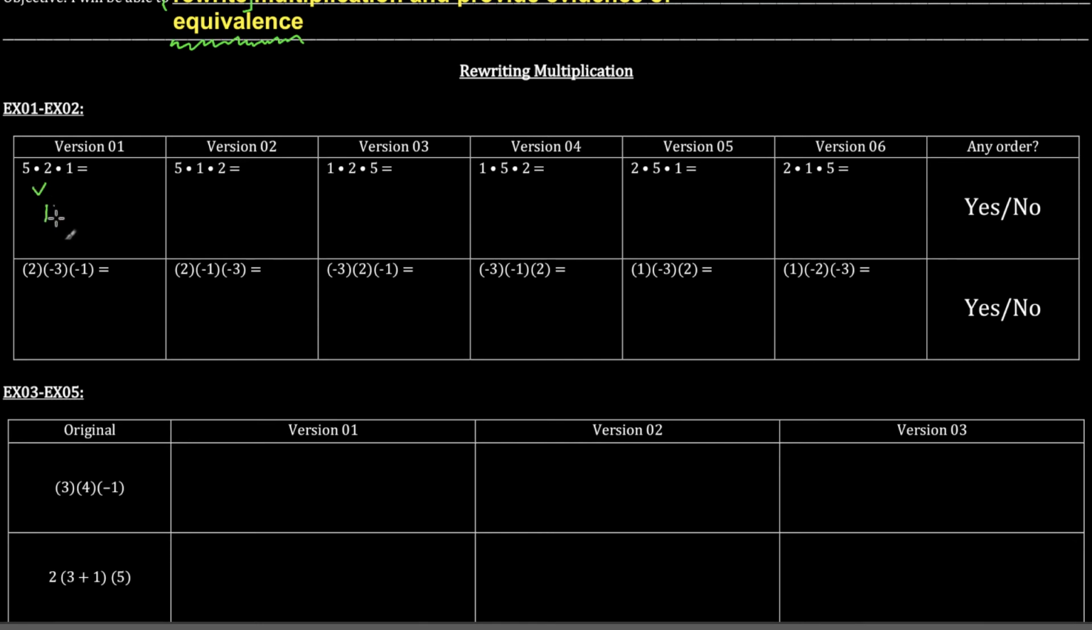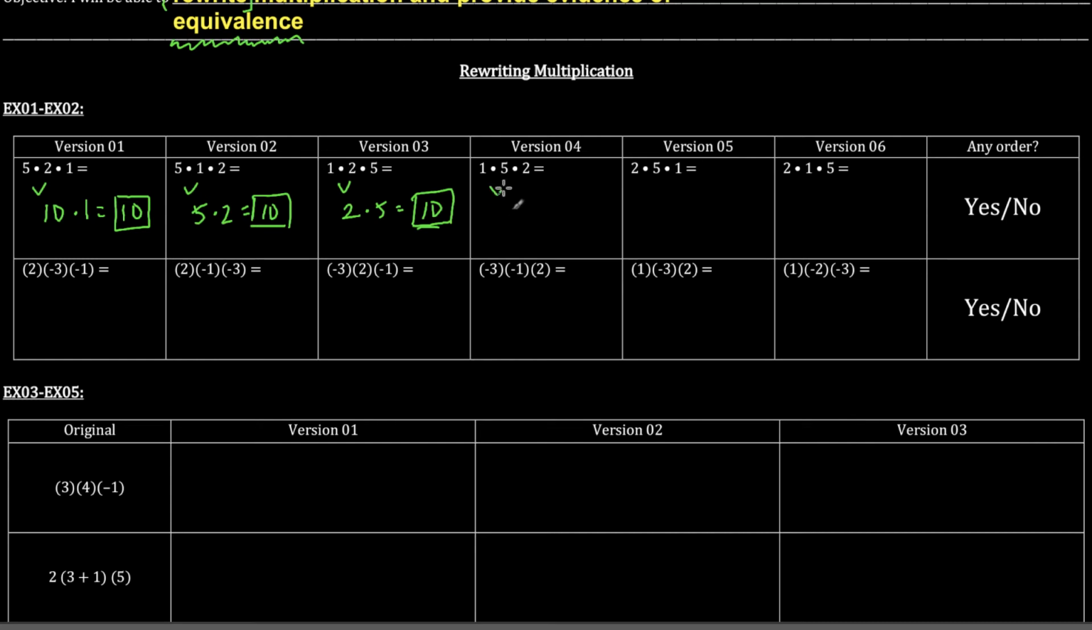5 times 2 is 10. 10 times 1 is 10. Cool. Now I switched the order. 5 times 1 is 5. 5 times 2 is 10. Cool. Good so far. Switch it again. 1 times 2 is 2. 2 times 5 is 10. Nice.